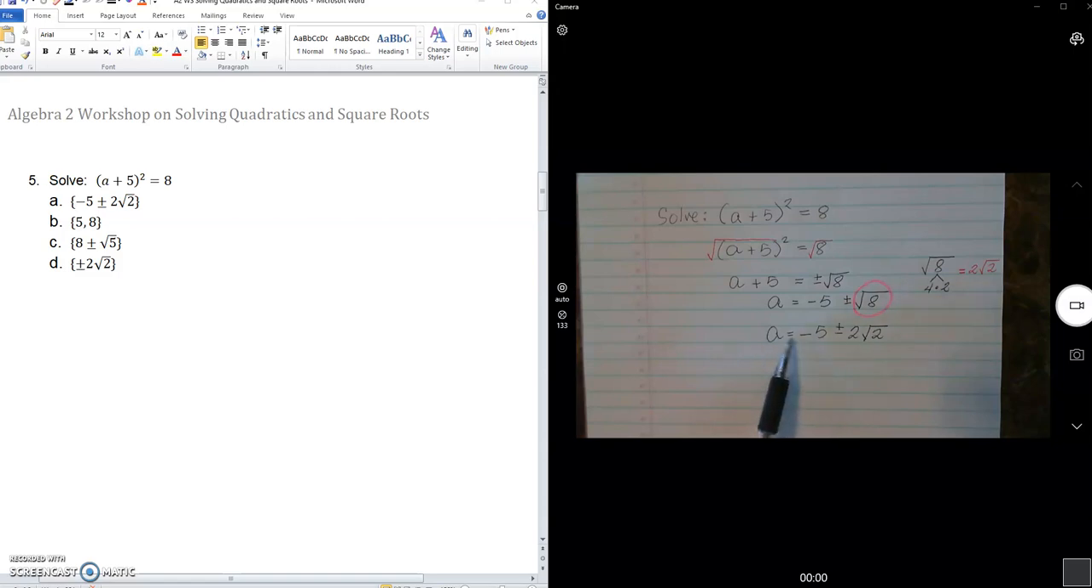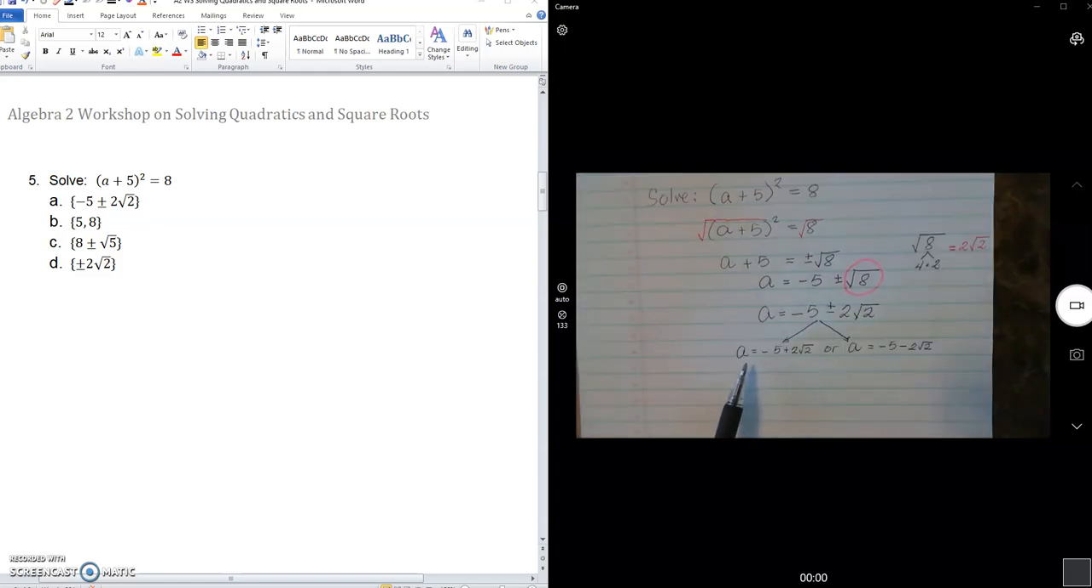To rewrite it, x is equal to negative 5 plus or minus 2 square root of 2. I just want you to get used to looking at this and knowing that there are two solutions there, which are negative 5 plus 2 square root of 2 or negative 5 minus 2 square root of 2. Let's look at the answer choices. The answer is letter A.